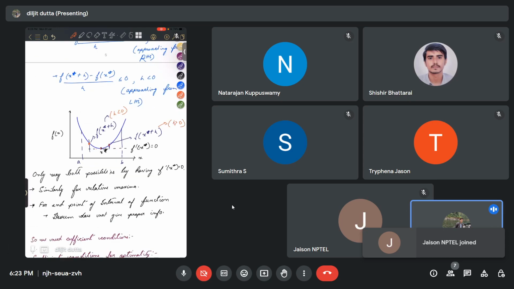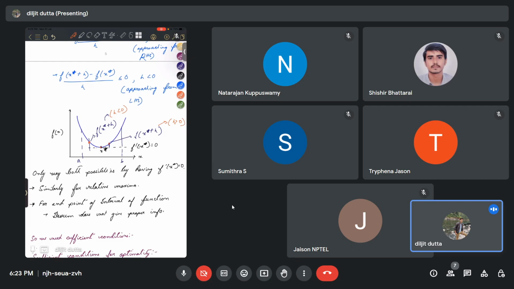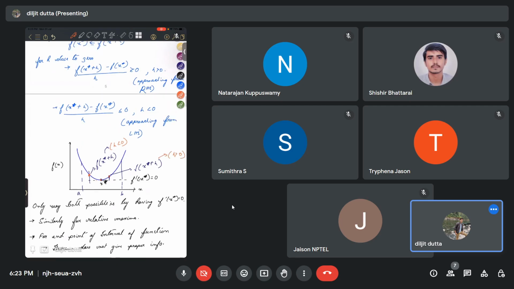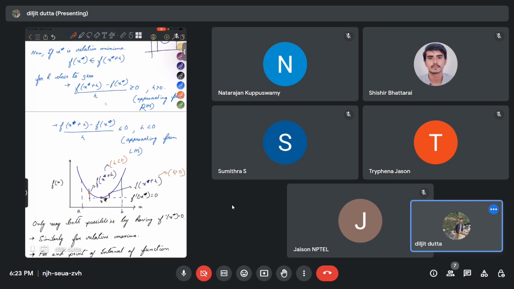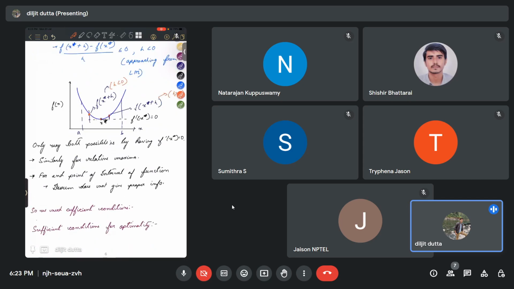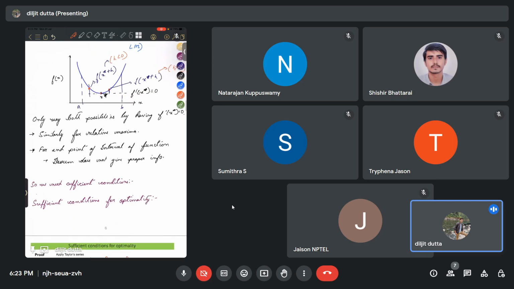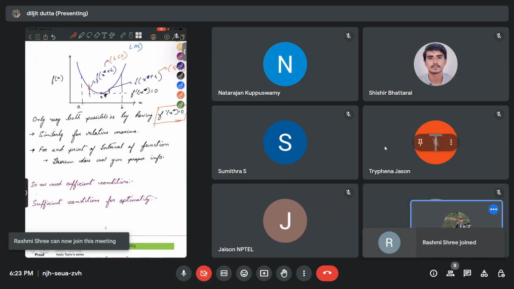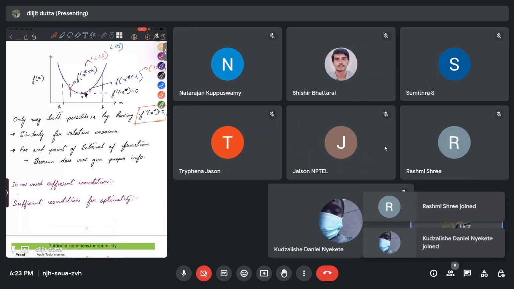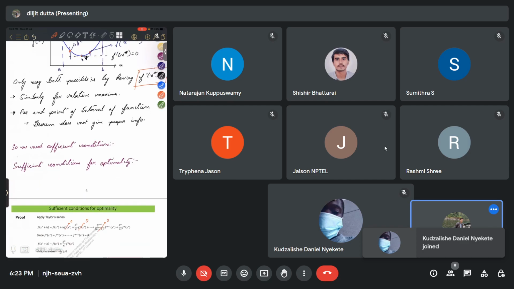Now the only way both these conditions will be satisfied is if at the point x star, f dash of x star is equal to 0. This is the necessary condition that we need for getting an optimal solution. Similarly, for relative maxima we will get the same condition, that is f dash of x star is equal to 0, and you can derive this as your homework.